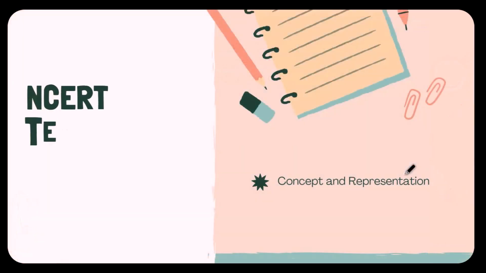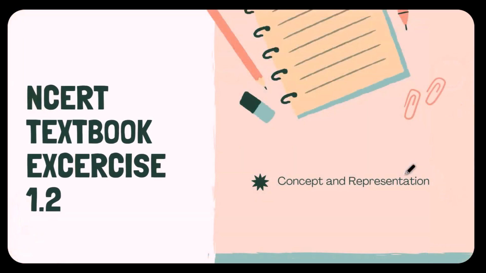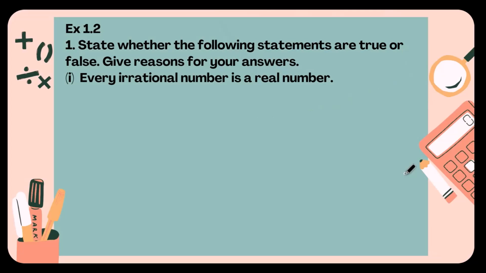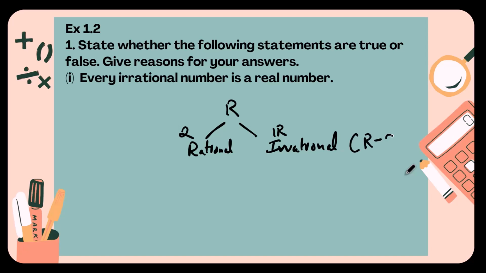Into exercise 1.2, every irrational number is a real number. Is that true or not? Real numbers are divided into rational, right? So what is the rational form? It is Q, right? And we have irrational, correct? Or you can do R minus Q. What is the correct representation? The correct way of writing an irrational number is R minus Q. Why R minus Q? From the real numbers, you're removing all the rational numbers, okay?